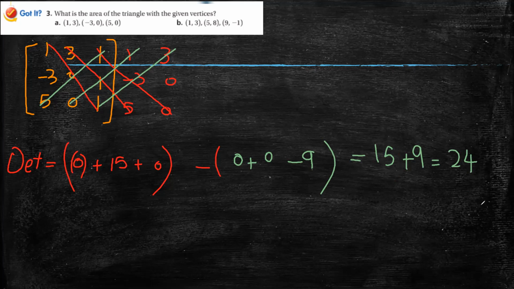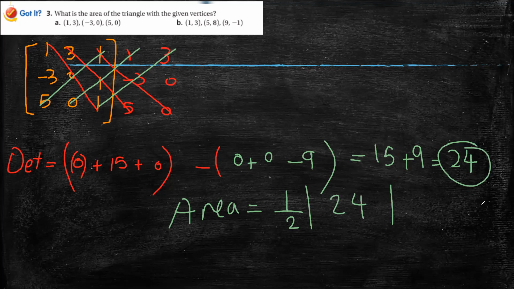Then the area is 12? The area will be half the absolute value of the 24. And the absolute value of 24, since it is 24, half of 24 is 12. So the area of the triangle here is 12 square units. Is it clear? Yes, teacher. Thank you.